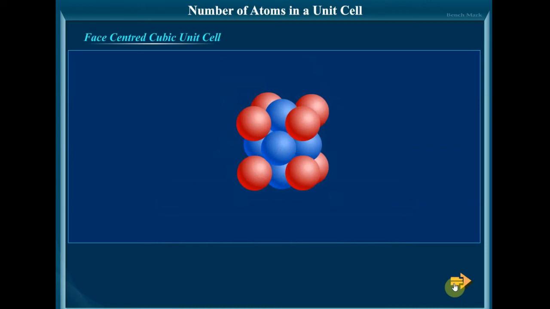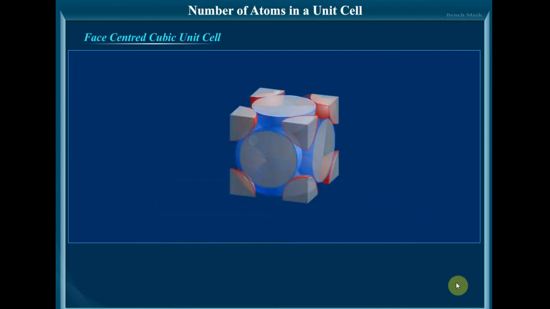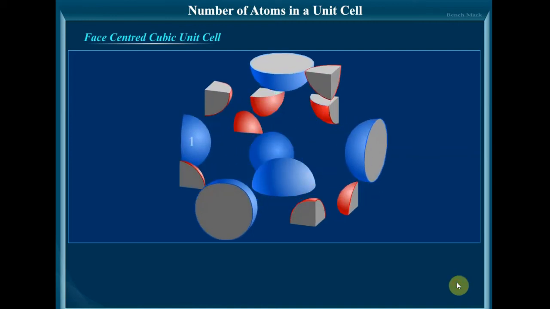So this is the actual representation. Earlier the representation was by showing simple points, but this is the actual structure. 8 at the corners. See the red balls at the corners, and the face center, the blue balls, is in the center of the face on each side. So this becomes the face-centered cubic unit cell. The contributions: at the corners, 1 by 8 is only being contributed to the unit cell. In the faces, it is shared by 2 unit cells, so only 1 by 2 contribution is there to a particular unit cell.